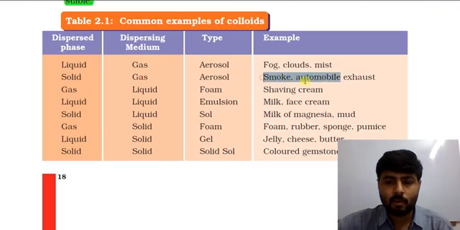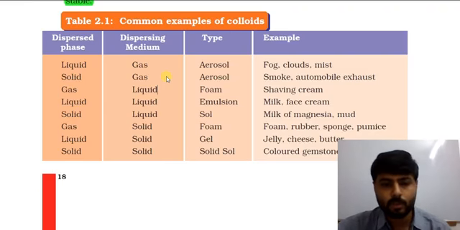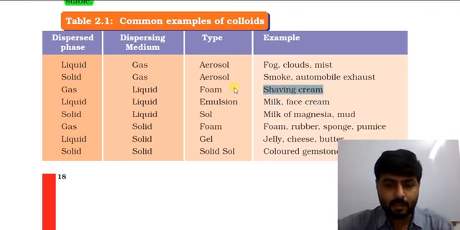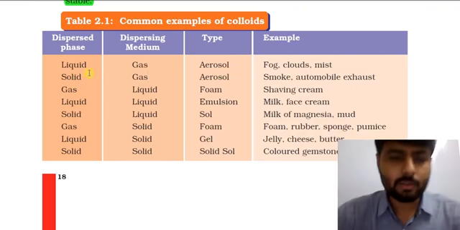Another example is smoke, automobile exhaust, that is also called aerosol, in which we have dispersed phase solid, which means solid in gas type of colloidal solution. So those are two examples we are familiar with. Another example is shaving cream. Here you can see in the first two cases we have gas as dispersing medium, and the dispersed phase is liquid and solid respectively, and that is called aerosol.